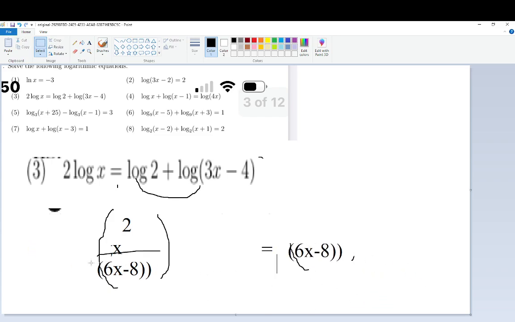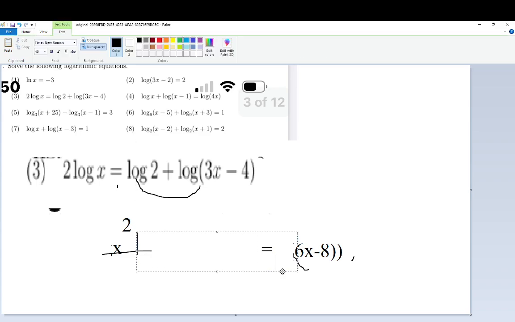I get this. x squared is equal to 6x minus 8. Now it becomes a quadratic. I subtract 6x from this side. So I get x squared minus 6x plus 8 is equal to 0.